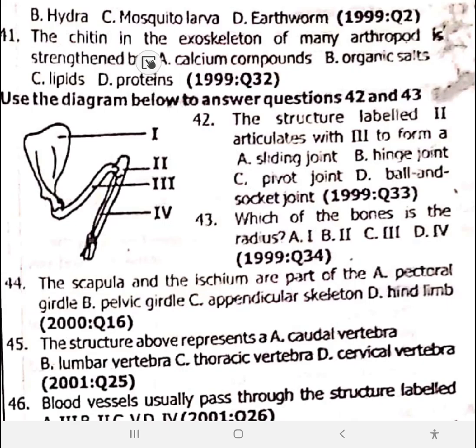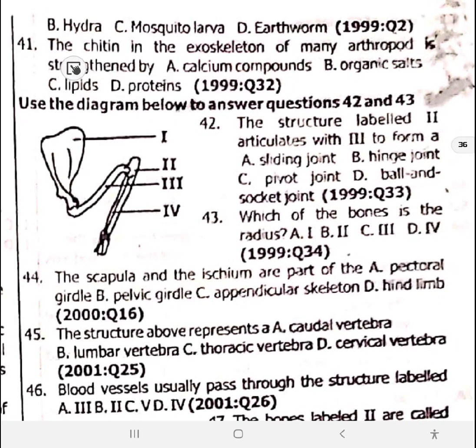41. The chitin in the exoskeleton of many arthropods is strengthened by calcium compounds. 41 is option A. Chitin is a nitrogen-containing polysaccharide closely related to cellulose and usually fortified with calcium salts. Write that down. It provides flexibility and elasticity to the organism.